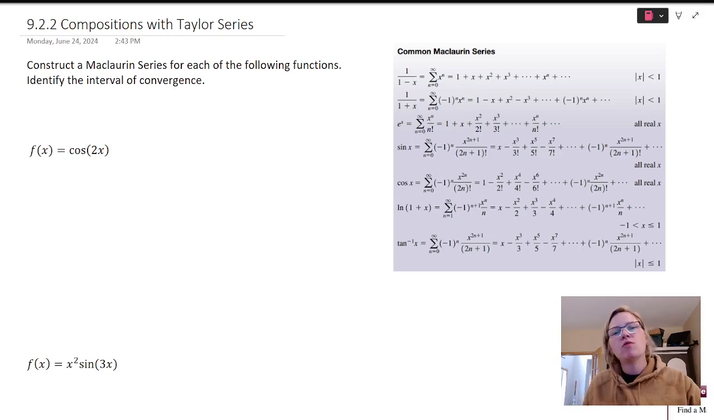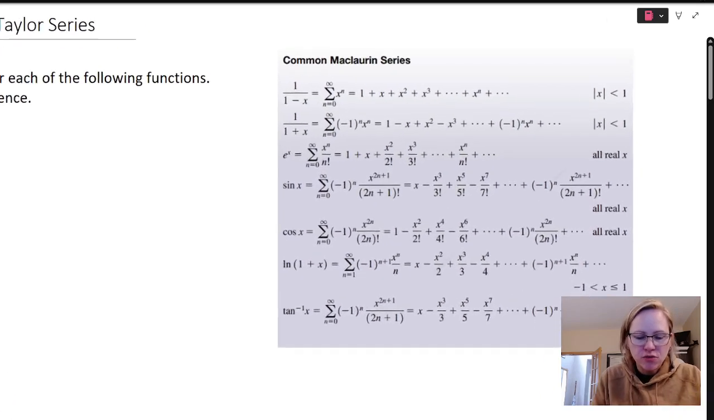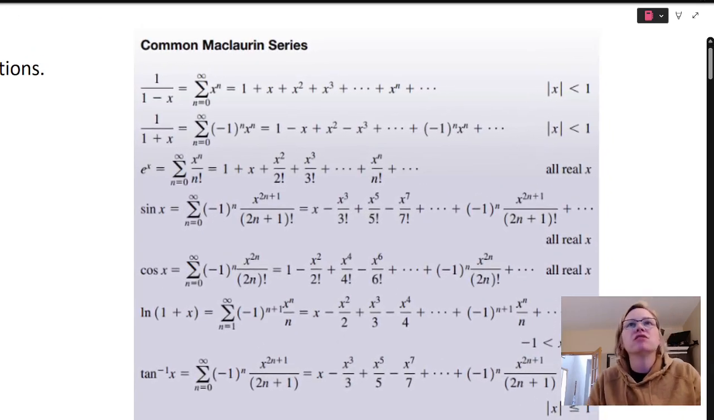So now let's talk about what we do when we do a composition with a Taylor series. Now, for this Taylor series here, f of x equals cosine of 2x, we can construct a new series based on the Maclaurin series for cosine. So what I want us to zoom in on here is these common Maclaurin series, and again, these are all centered at 0. That's a very important distinction.